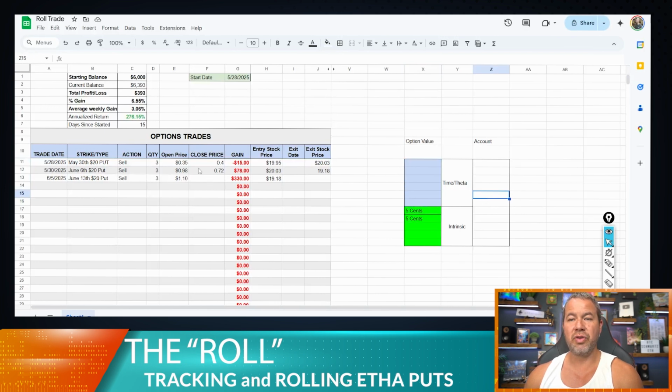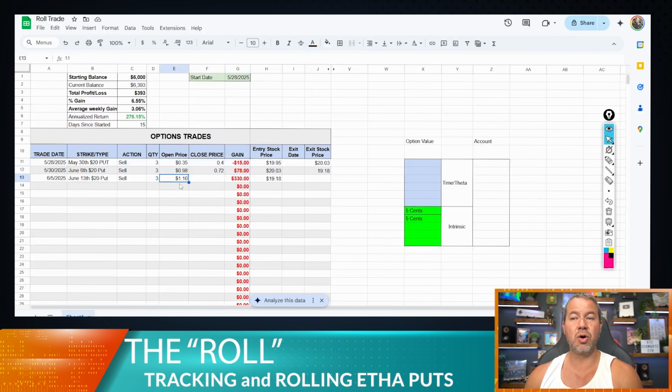So over the next week, I waited. ETH kind of stayed the same, fluctuated in that same price range. And I closed that one out and rolled it into the June 13th. I closed it for 72 cents. So I actually made 26 cents on the trade times 3 contracts. And then I sold to close the June 13th $20 put for $1.10. So net on my whole trade at that point was $63, okay?